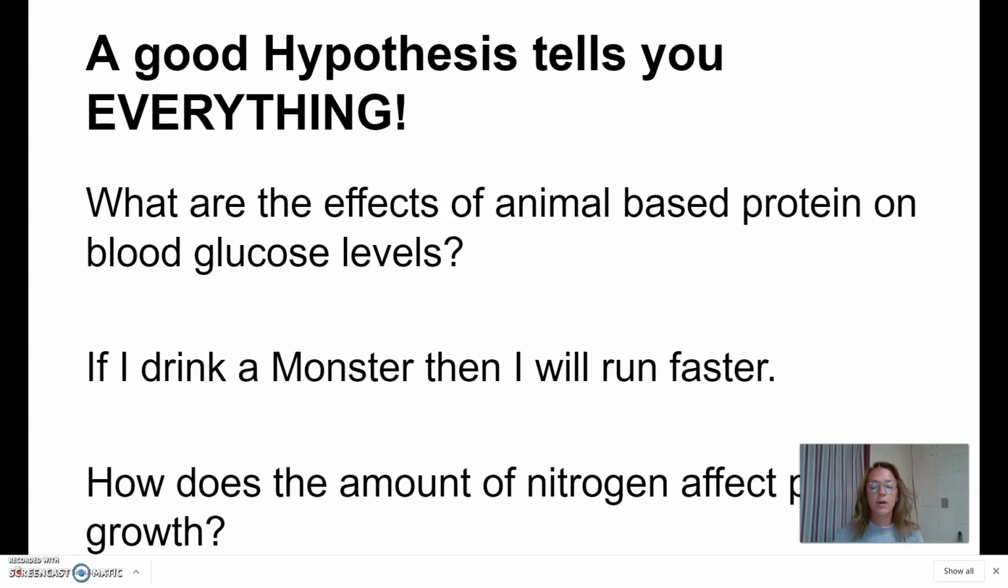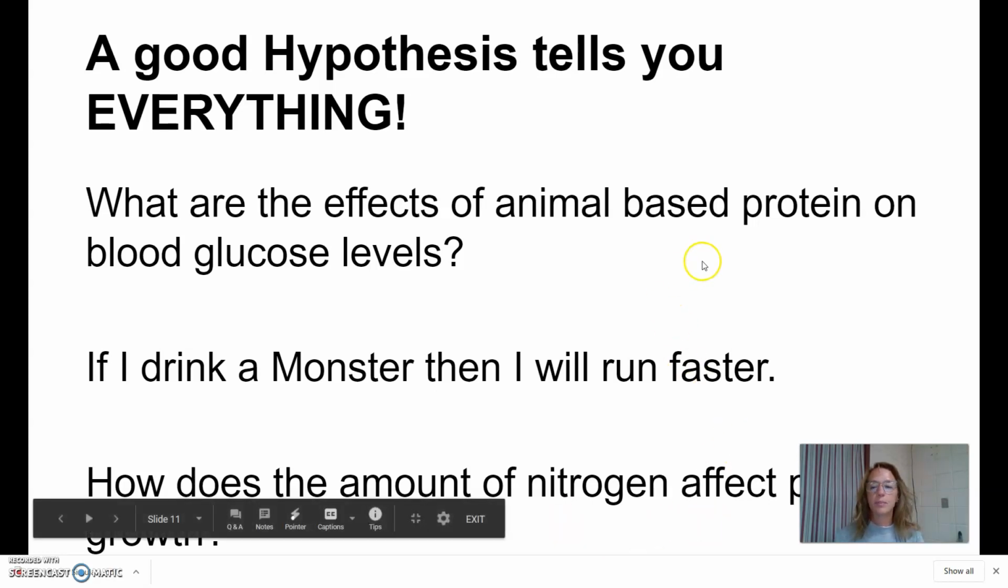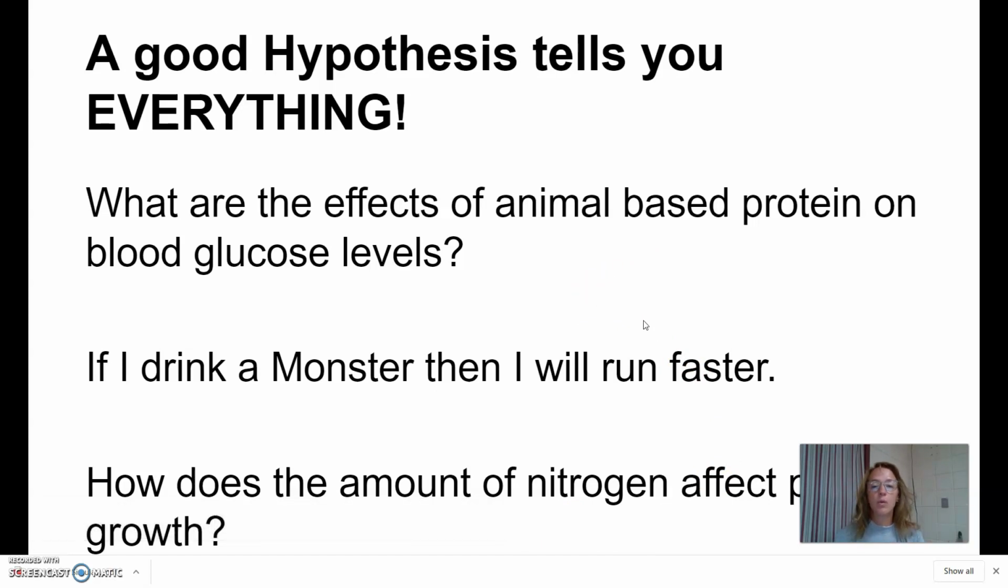problem. So, what are the effects of animal-based protein on blood glucose levels? So maybe your problem is, what affects blood glucose levels? Can't say that word. So then you would say, well, I think the amount of animal-based protein affects blood glucose levels. So your independent variable is how much animal-based protein you eat, and then your dependent variable is when you measure how much glucose is in your blood.